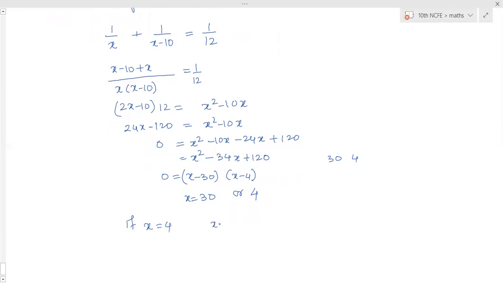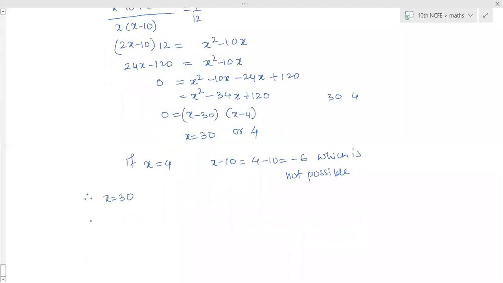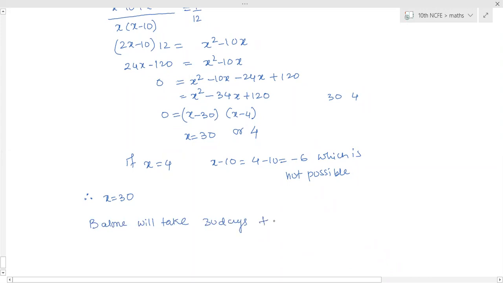Ma'am, because then the value would become negative for the second one. Yeah, so 4 minus 10 is equal to minus 6, which is not possible. So therefore, x is equal to 30. B alone will take 30 days to complete the whole work.